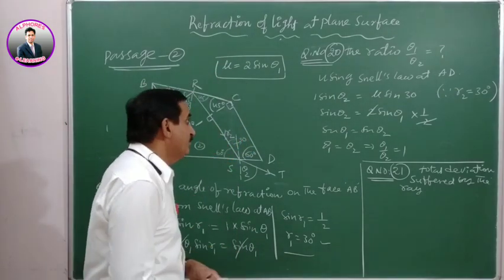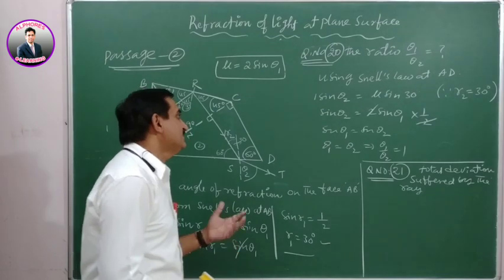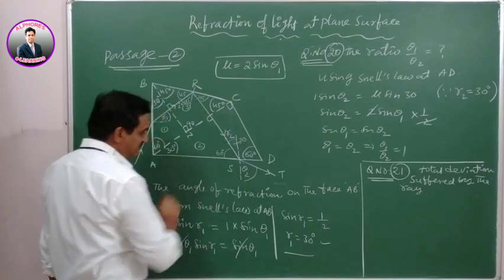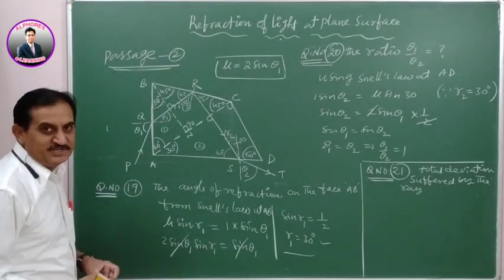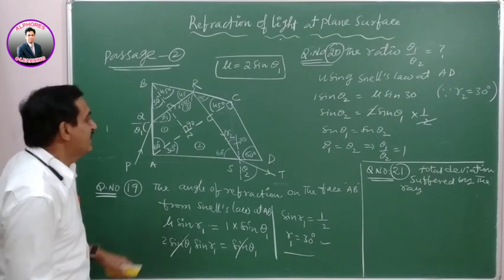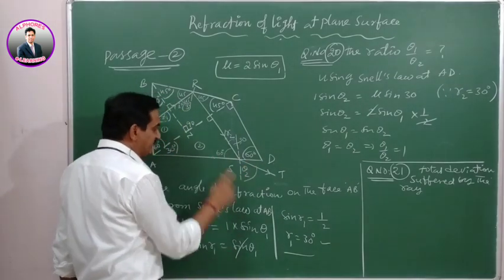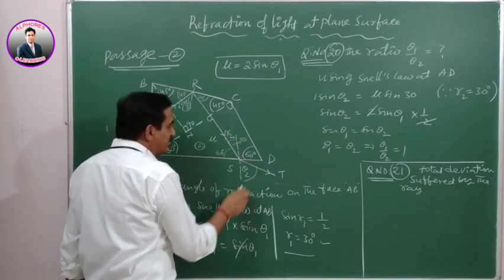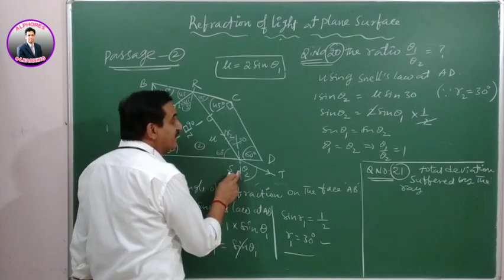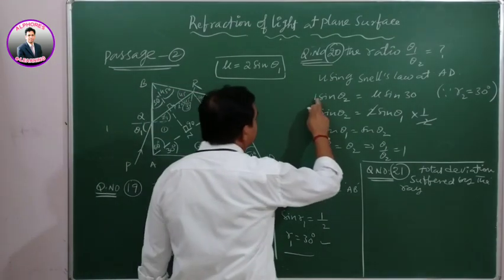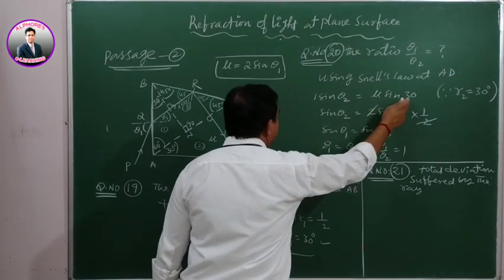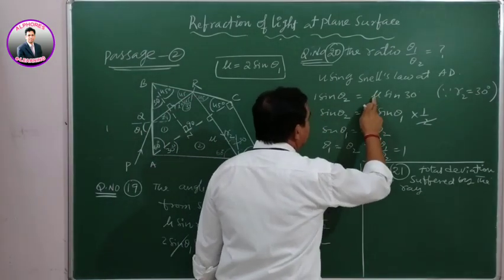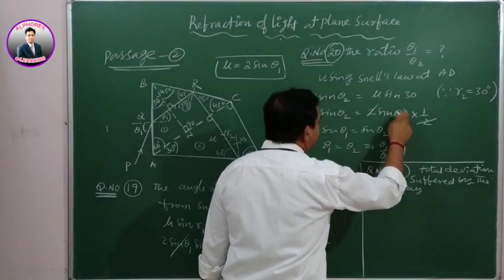That is the 20th problem. The ratio theta 1 by theta 2 is equal to how much? Here theta 1 is the angle of incidence, and here the angle of emergence is theta 2. Their ratio is how much? It's very simple. Again using Snell's law at the AD surface, refractive index mu into sine of R2 is equal to 1 outside into sine of theta 2. So 1 into sine theta 2 equals mu sine R2. R2 is already 30 degree, we know, so substituted. Sine theta 2 is equal to mu, which is 2 sine theta 1, into sine 30.